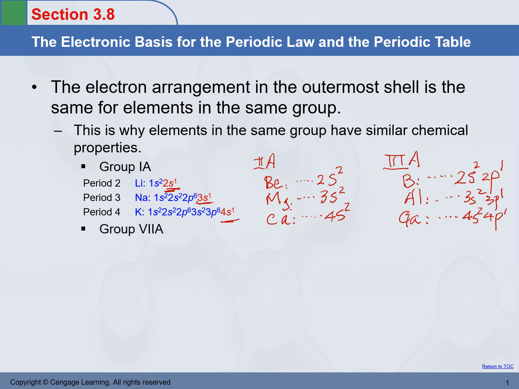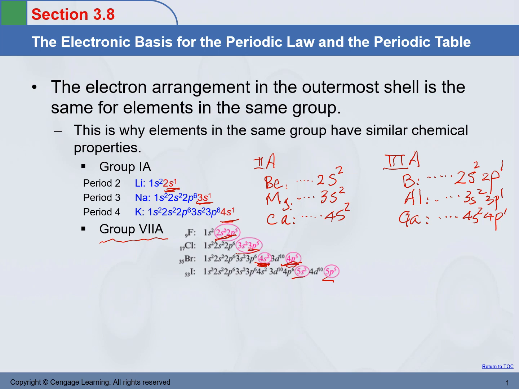We could keep going to 4A, 5A, but let's just go to 7A directly. These are the electron configurations of 7A, and they all have 7 electrons in the outermost shell. Keep in mind the outermost shell in this case for bromine is shell number 4, and it includes 4s and 4p. Again, 7 electrons.